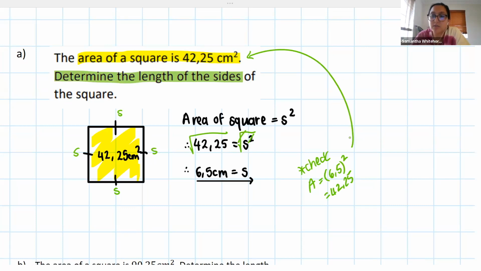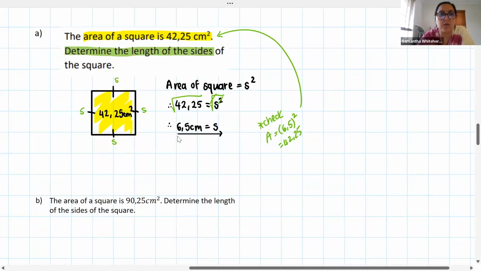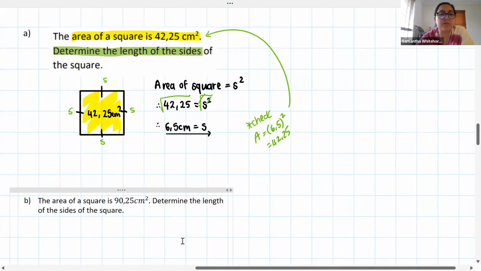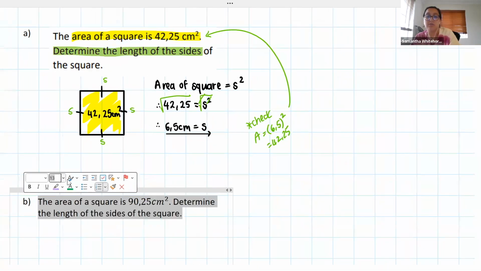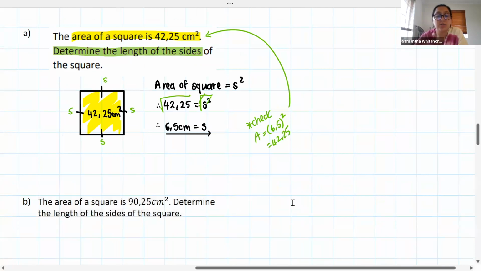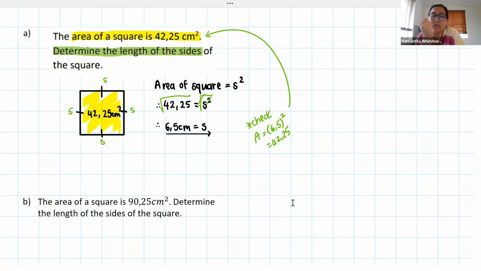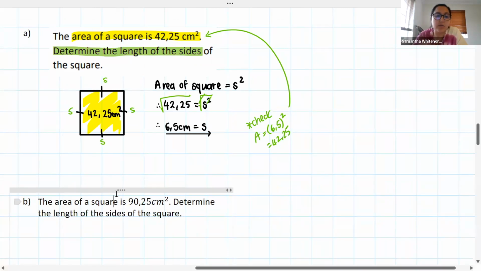Right, so one skill that we need to be able to do in terms of area is to work backwards from a given area to a dimension. So with that being said, I want you guys to try question B by yourselves. It's basically exactly the same question. I am just using a different number. I'm going to leave question A there just in case you need it to help you. But let's see what we get for B.